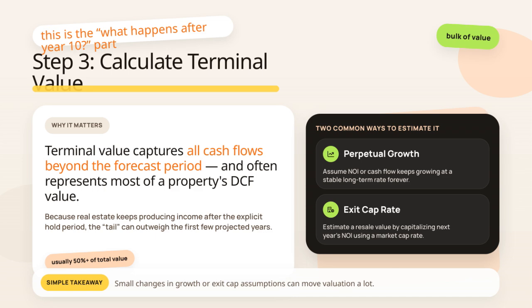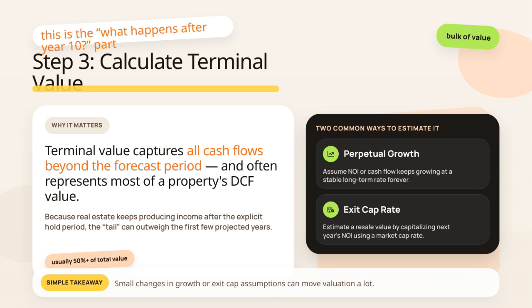Why does this matter? Well, real estate assets continue to generate income well beyond the initial hold period we've modeled. So, the value in those tail years can actually outweigh the value from the first few projected years. There are two common ways to estimate terminal value.